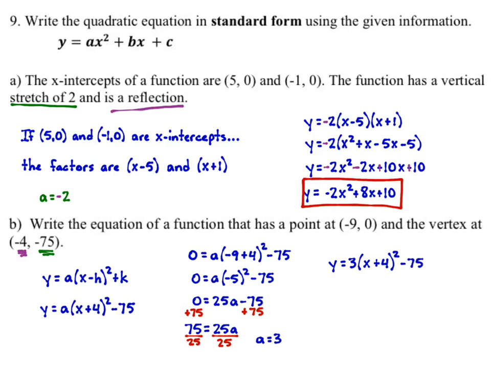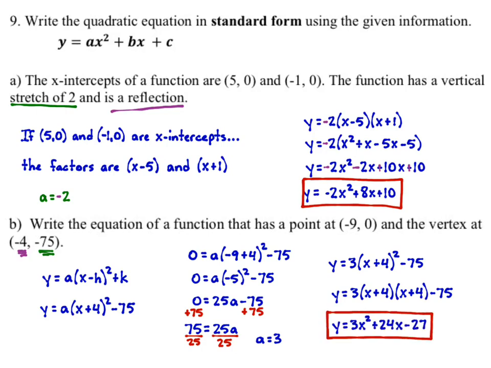And then because it said write it in standard form, we've got to expand all that and multiply it out and combine like terms. We did a few examples of this earlier on, so I'm going to skip that step. Your final answer is going to be y equals 3x squared plus 24x minus 27.